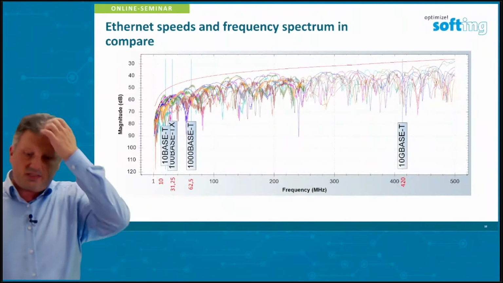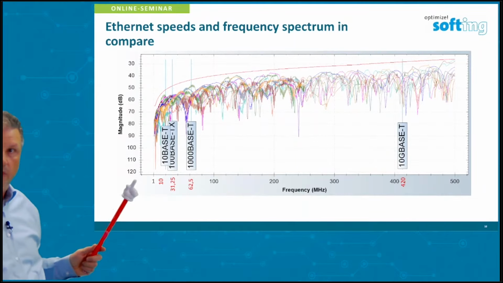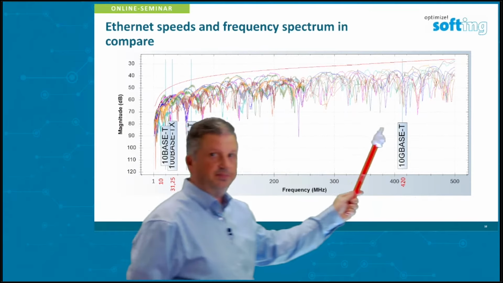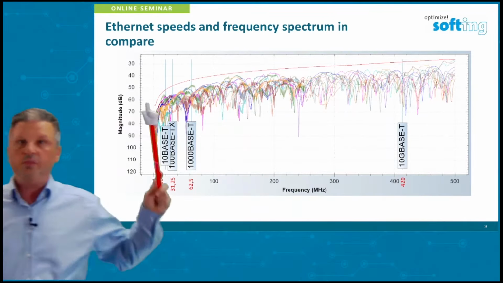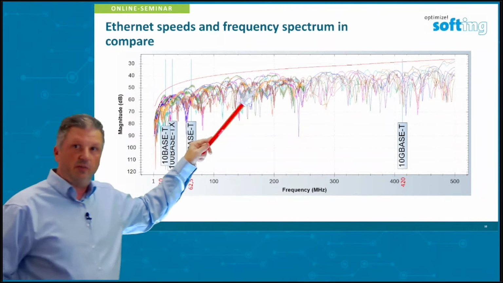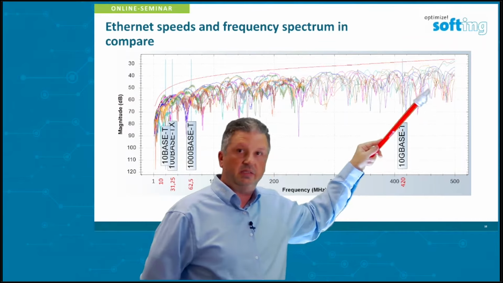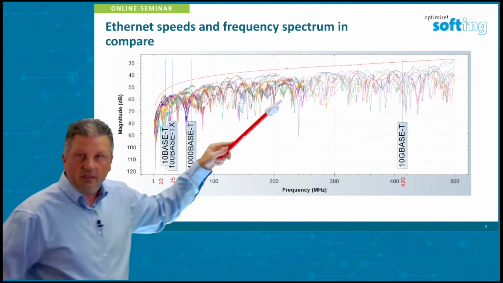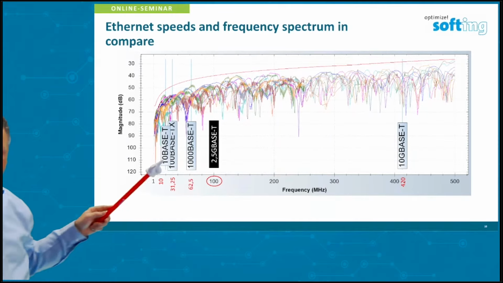An interesting part is this chart, where we have a frequency range from 1 to 500 megahertz. You also see inside the typical curve the structure of a measurement, what you can do with a certifier with the WireXpert. You see the structure, and in between you can see the speeds, the speeds we are always talking about on the frequency scale.